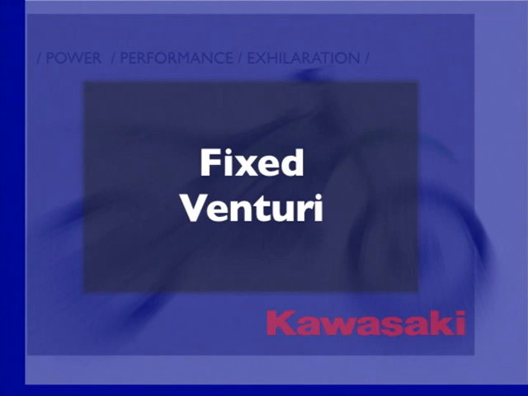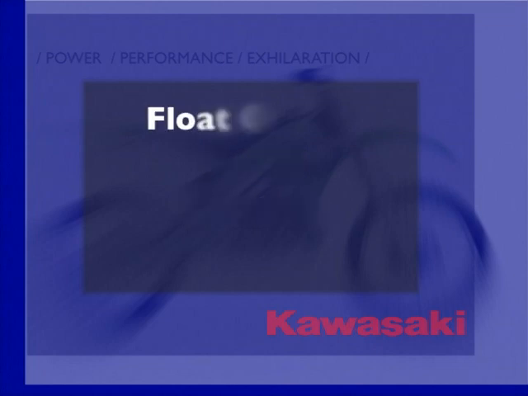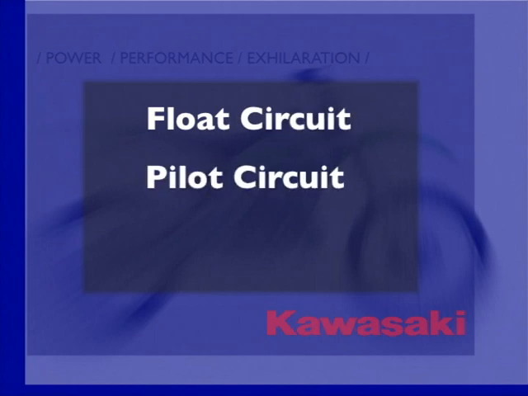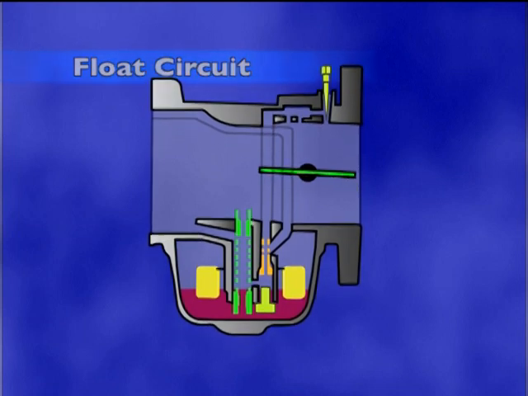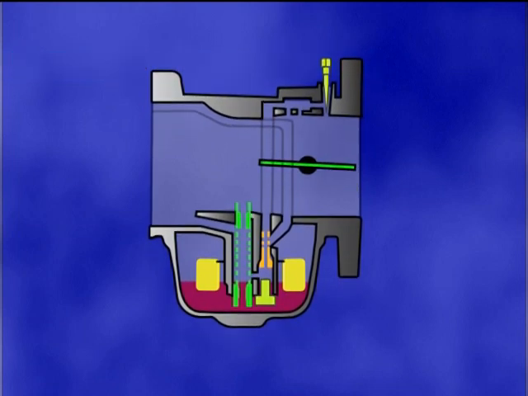The fixed venturi carburetor is a relatively simple, compact carburetor. It uses a butterfly valve as the only means of controlling airflow through the venturi. A fixed venturi carburetor uses three basic circuits to meter fuel: a float circuit, a pilot or slow circuit, and a main circuit. The float circuit keeps the fuel in the float bowl at a constant level.